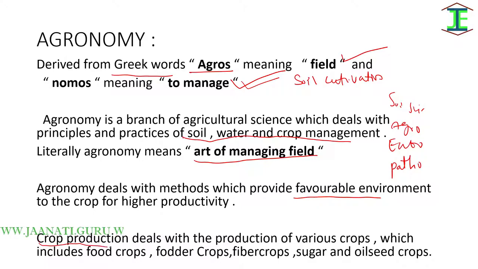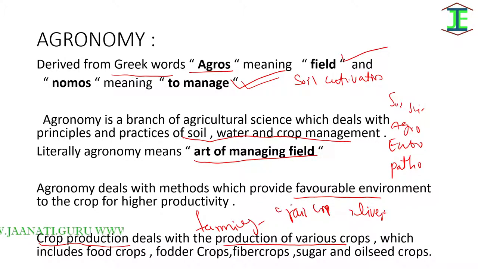Next is crop production. Crop production is nothing but producing crops. Agriculture is soil cultivation, agronomy is the art of managing the field, and crop production means producing various crops like food crops, fodder crops or fiber crops. And next, another term is farming. Farming means raising crops or raising livestock, fisheries, like that. So don't confuse these four: farming, crop production, agronomy, and agriculture.